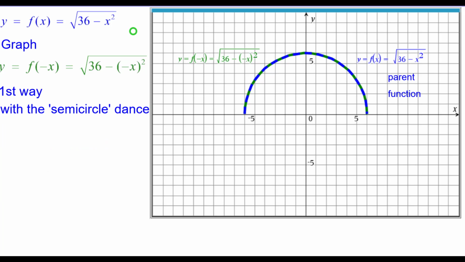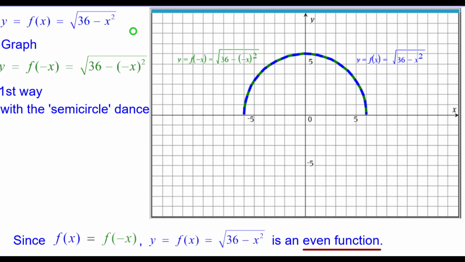Comparing that to the parent function, you'll notice that they are identical. So since those are identical, this function, the square root of the quantity 36 minus x squared, is an even function.